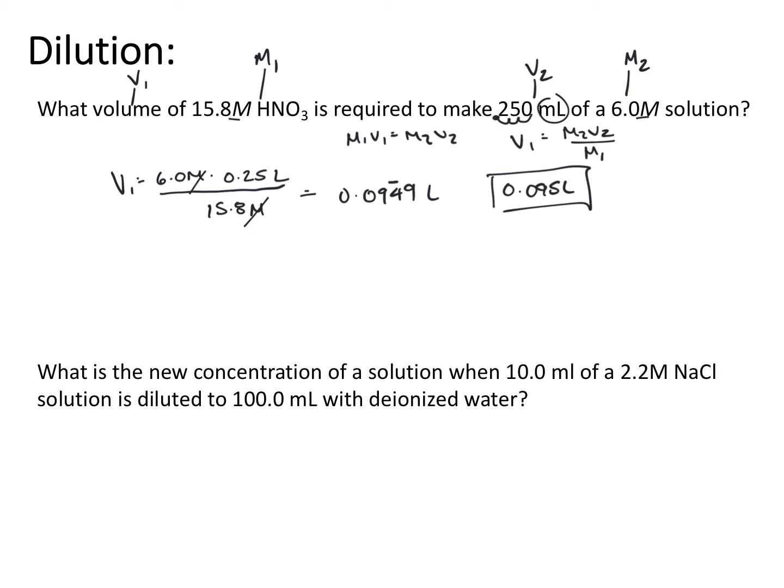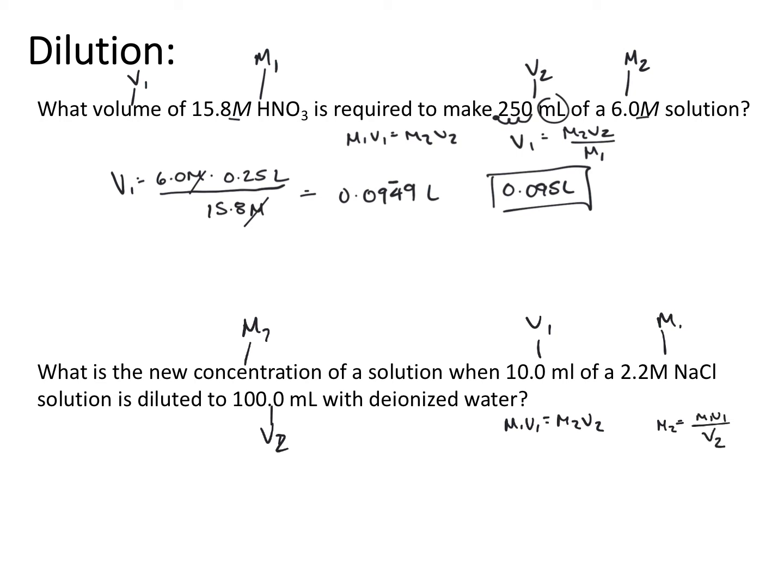Okay, let's look at this next problem. It says, what is the new concentration of a solution when 10 milliliters of 2.2 molar sodium chloride is diluted to 100 milliliters with deionized water? So once again, this is an M1V1 problem. In this case, they want us to calculate the M2. So we've got M1V1 equals M2V2. We're going to manipulate and solve for M2. So M2 equals M1V1 over V2.